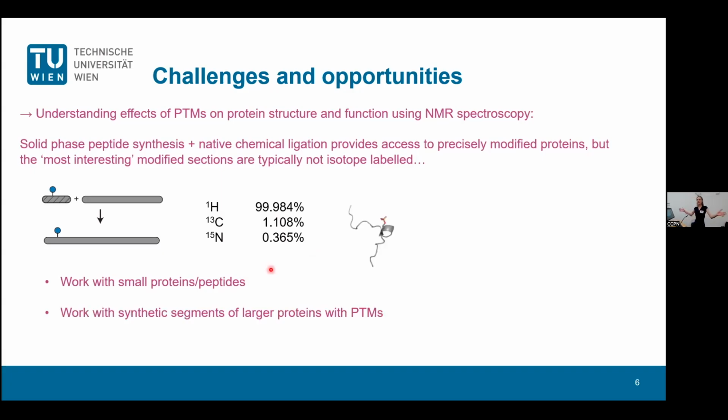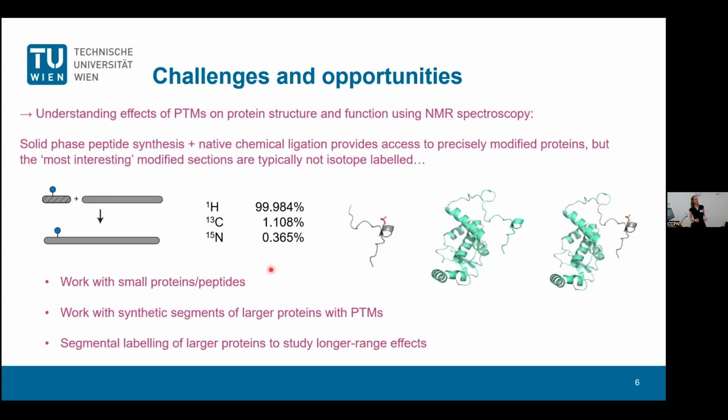Or we could take our big protein that's modified and say, well, okay, let's just forget the rest of the protein. We just take the modified bit and we look at that bit. That can also be a valid approach. Of course, you always have to justify why you forget the rest of the protein, and that can be difficult.